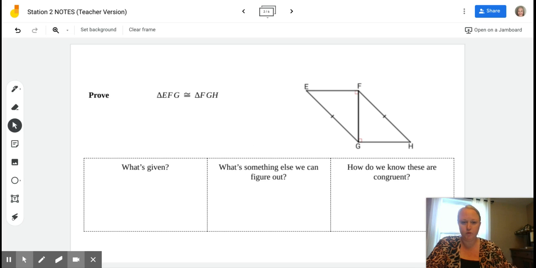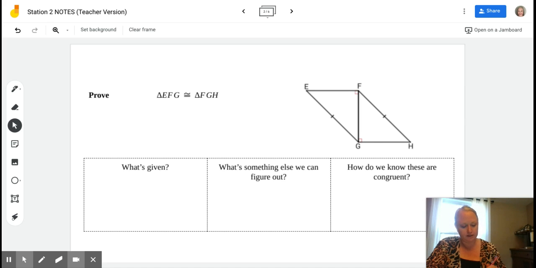Okay, so we're going to do a little bit of an informal proof here. It's not going to be a 2-column proof like we're going to get into. We're going to informally look at our triangle and what is being noted on the triangle, and we're going to try to figure out if we can prove that these two triangles are congruent.